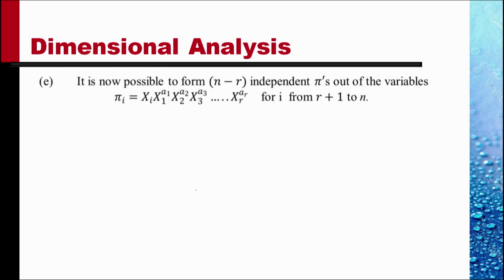It is now possible to form n minus r independent pi numbers out of these variables. Pi i is xi, of the remaining variables we have not chosen as the fundamental parameters, times the first parameter raised to power a1, the second parameter raised to power a2, and so on. And i varies from r plus 1 to n.